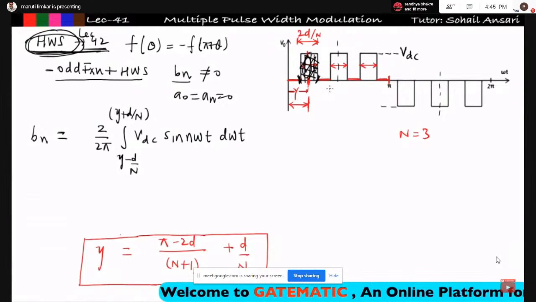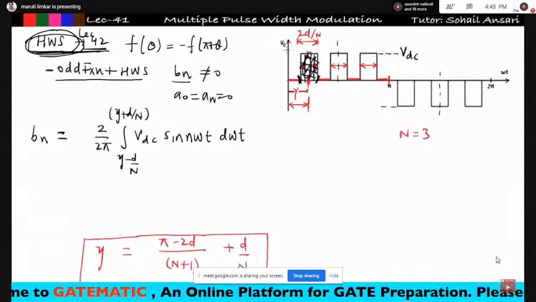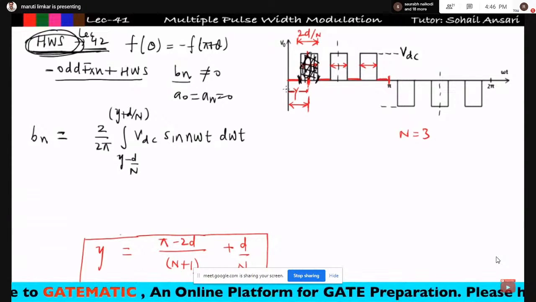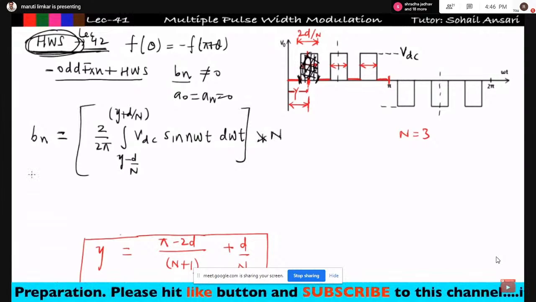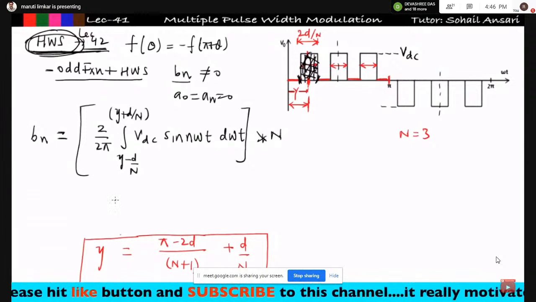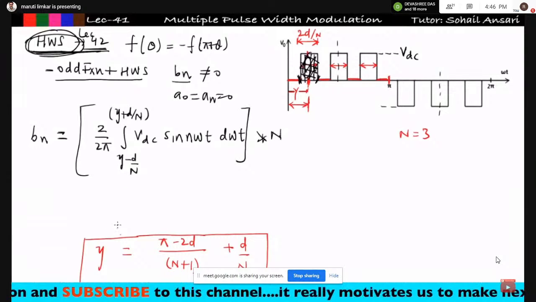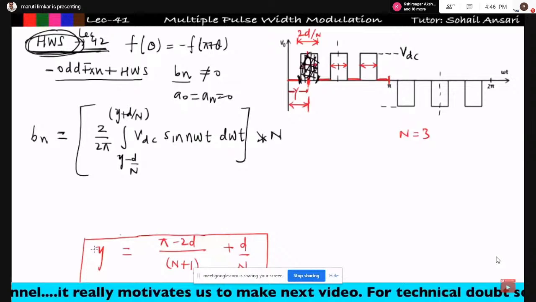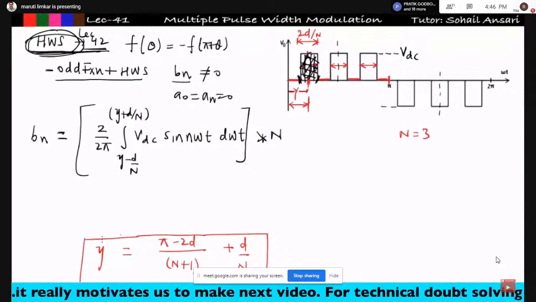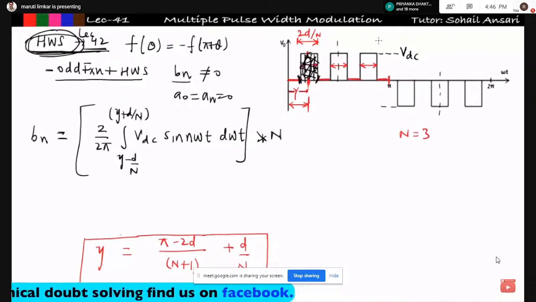So if I need to find the Bn of the total pulse width per half cycle, then what do I need to do? I need to multiply by n. So this is the generalized expression of Bn. Are you getting this? Please understand each and every point so that you will not have any problem later on. This is the Bn of each pulse width, and if I multiply this with n, then I will get the Bn of the total pulse width.